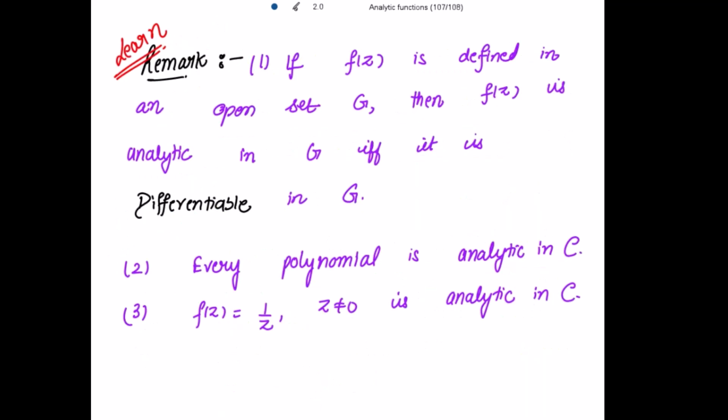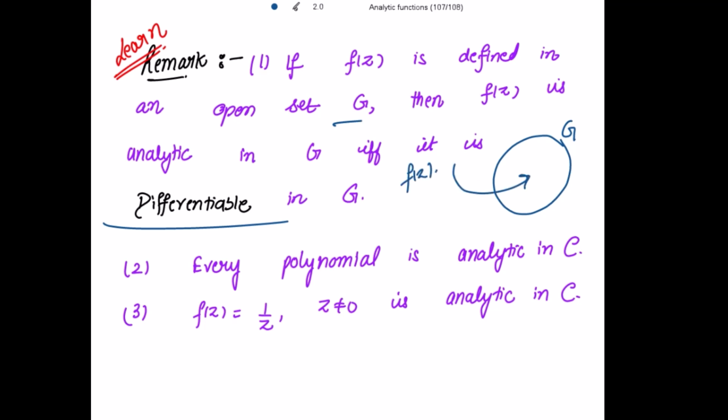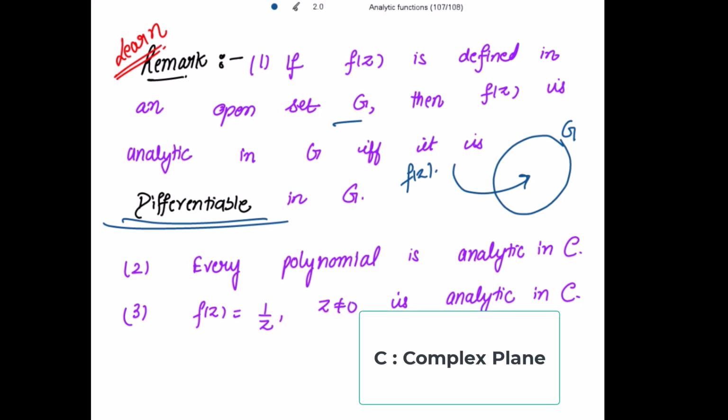If f(z) is defined in an open set G, then f(z) is analytic in G if and only if it is differentiable in G, right? If we have the open set named G and the function is defined in this set, then f(z) is analytic in G if and only if it is differentiable in G. Second point, every polynomial is analytic in C. Third, f(z) equal to 1 by z, where z is non-zero, is analytic.